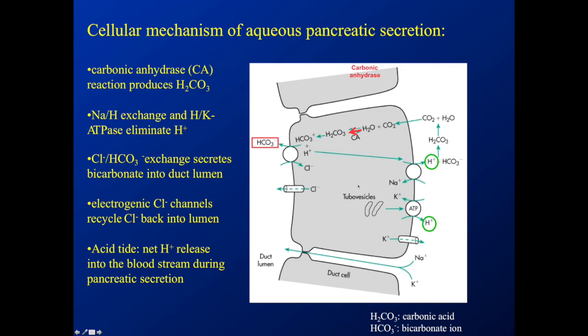In the stomach, we saw the alkaline tide as bicarb was pumped into the blood. Here we have sort of the opposite effect, which is the acid tide, because there's a net excretion of protons into the blood. And so if you were to measure the blood that comes from the pancreas, it's actually more acidic than normal because of this active pumping of protons into the blood supply as bicarbonate is passed into the lumen of the pancreatic ducts.